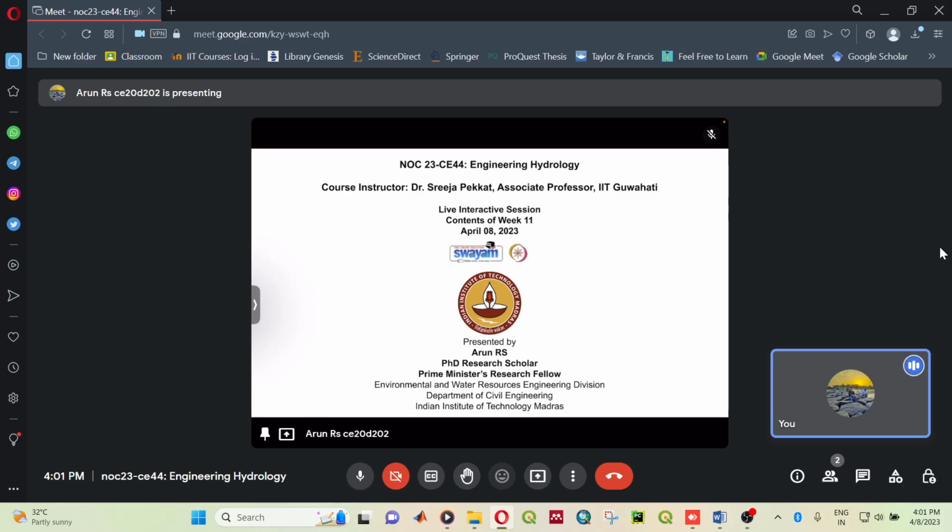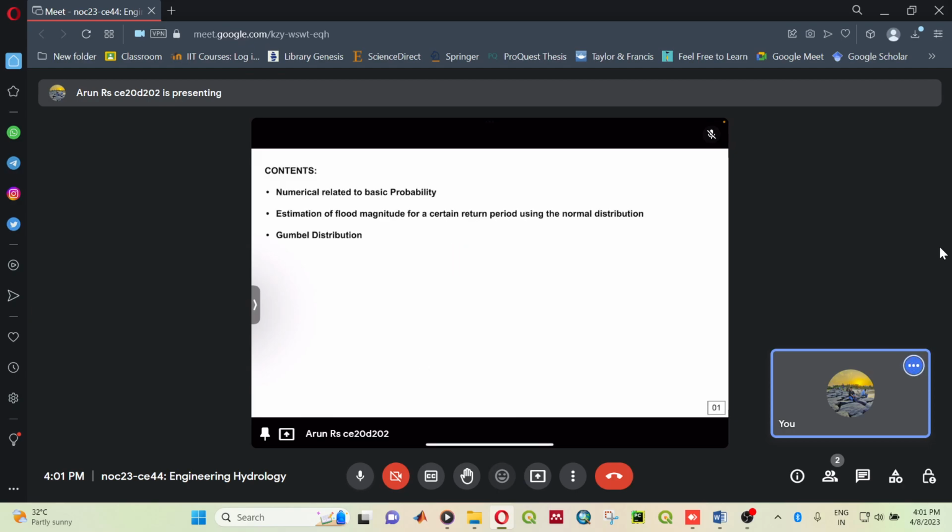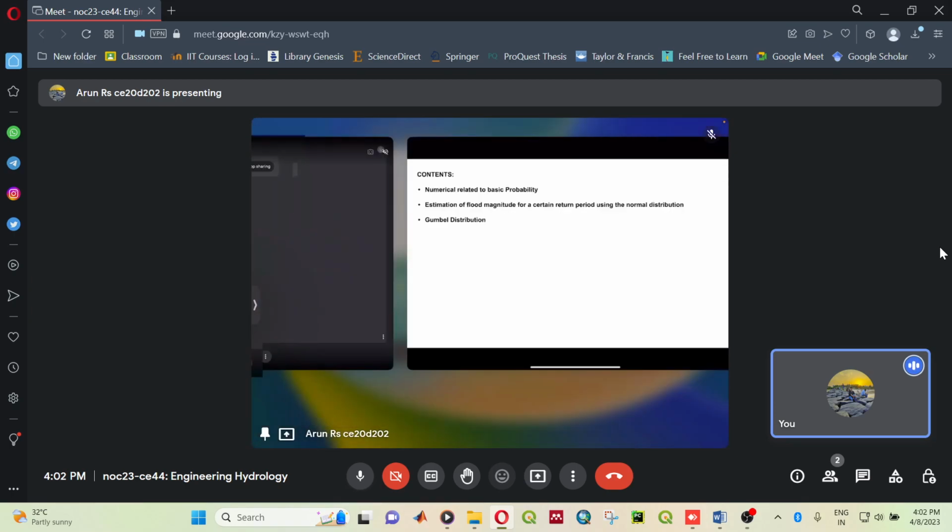So we'll be seeing in this lecture some basic concepts related to the probability, numericals related to the conditional probability and total probability, and later we'll be seeing how to estimate flood magnitude for a certain return period when normal distribution is given, and later on we'll be seeing Gumbel distribution, which is the estimation of the extreme flood events. So let's move on to the problems for today's session.